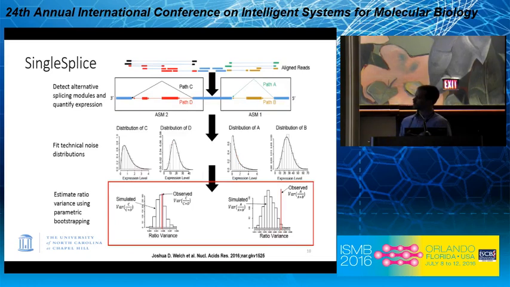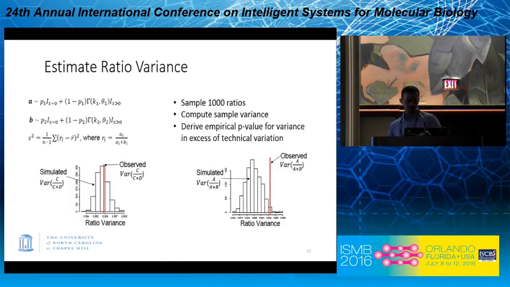After we have noise distributions that describe the way we expect ASM paths to vary, the next step is to compute an empirical distribution that describes the way we expect ratio variance to behave. To do this, we take a pair of ASM paths A and B and sample from the noise distributions that we use to describe the behavior of both of these paths.